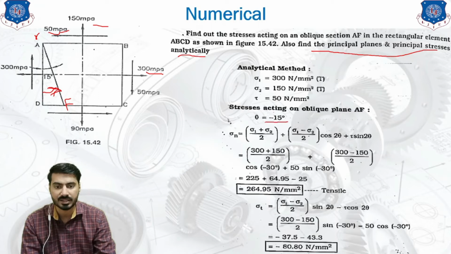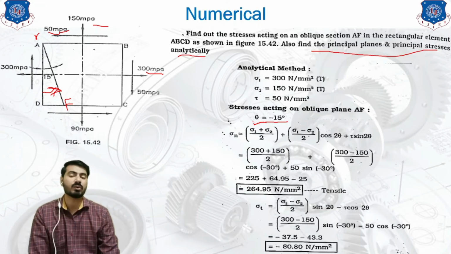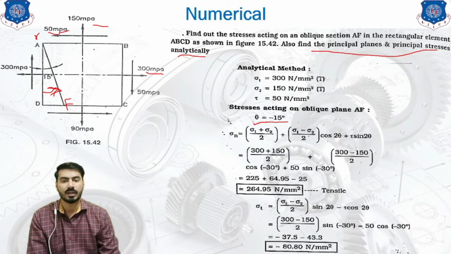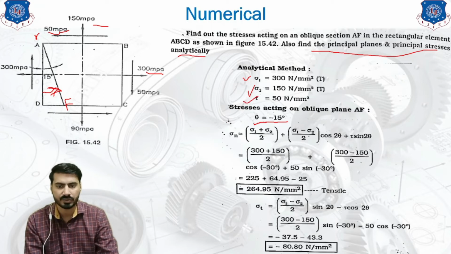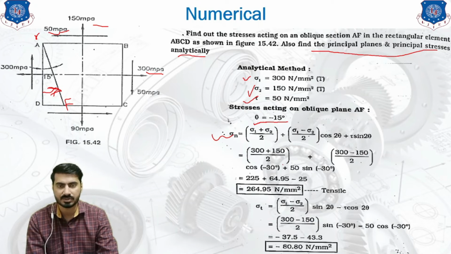As you can see, this sign convention is very important. You will have to apply the sign convention before solving the example. So we already listed out the values of sigma 1, sigma 2 and tau. This is the general stress condition. Now we will apply the sigma n formula to find the normal stress acting on the AF plane. For the AF plane, consider theta as minus 15. Put the value in this equation. This will be minus 30. This also will be minus 30.